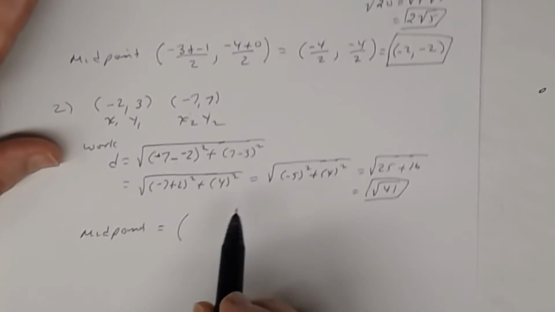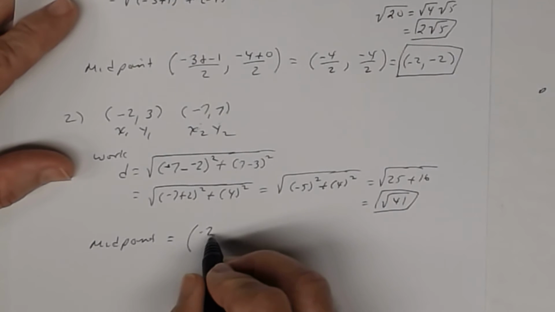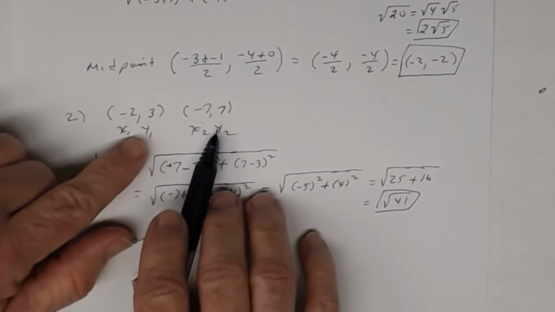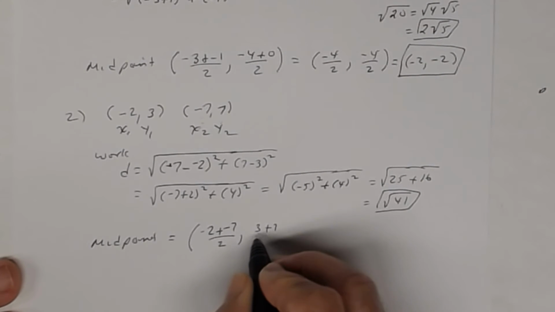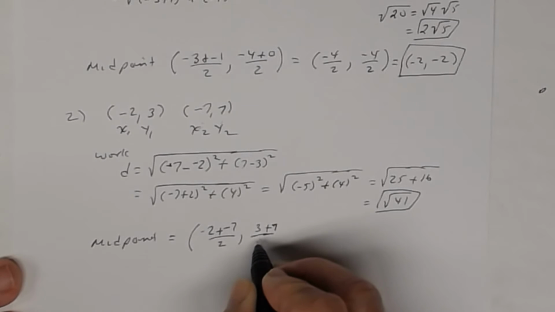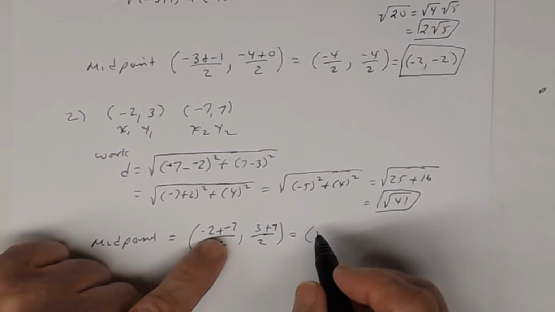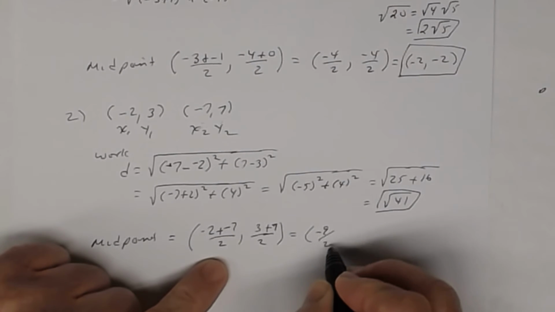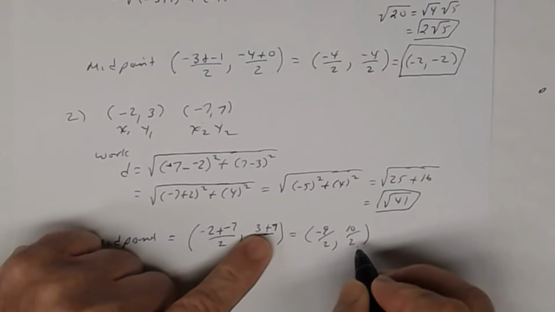So negative 2 plus a negative 7. Those are my x coordinates. I'm going to divide by 2. And then we're going to add the y coordinates together, 3 plus 7. Remember, you're adding, not subtracting. And divide by 2. Okay, so simplifying the first fraction, the numerator, negative 2 plus a negative 7 is a negative 9 divided by 2. 7 plus 3 is 10 divided by 2.